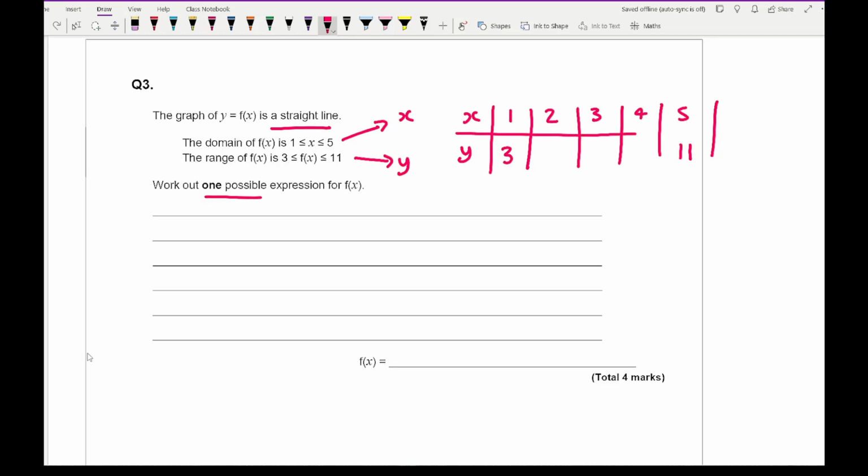So what I now need to do, looking at a linear sequence or a linear function, is work out what these missing numbers are. Here, 11 take away 3 is 8, divided by 4, we get a value of 2. So it's going up in 2s, so that's going to be 5, 7 and 9. Then from this, I need to work out the function. So treat this like a sequence question where I've got the nth term. Here the difference is plus 2.